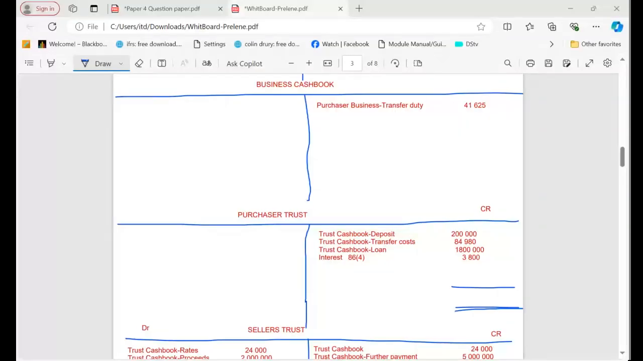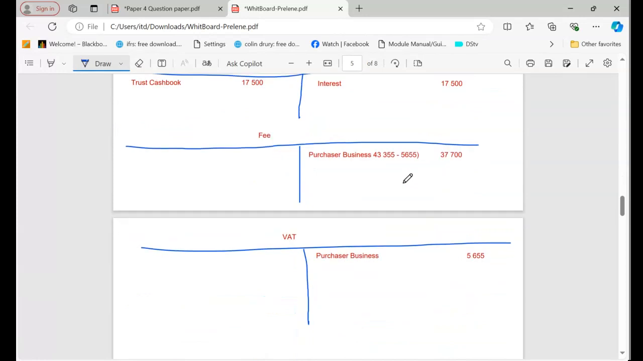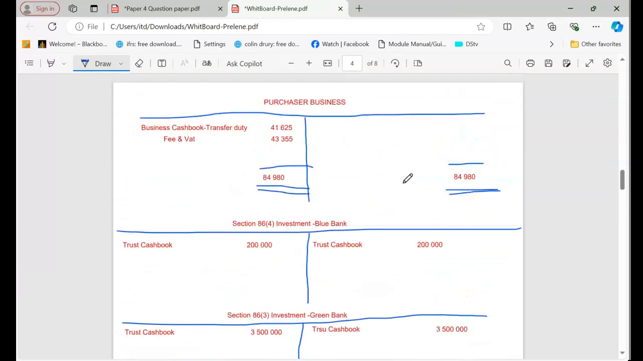Yes, the 84980. Yeah, let's transfer it. And we did agree on the fact that we can transfer because we have got enough funds. Yes. Okay, where is it? I'm just trying. Yes, we can transfer it. I'm going to come here.